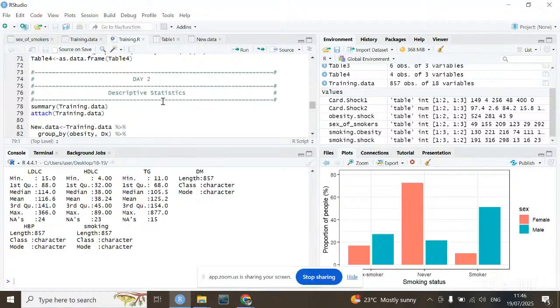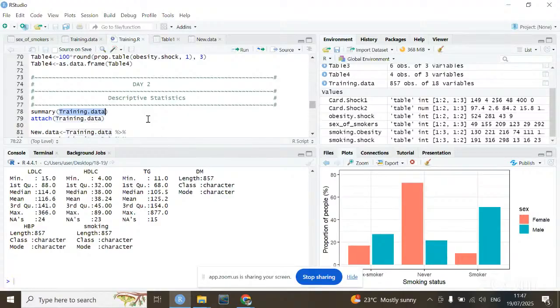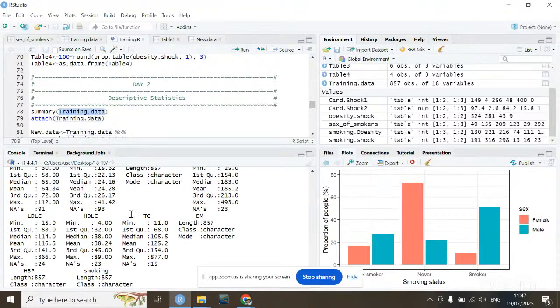For day 2, we are still going to use that. We want to do some descriptive statistics: the mean, the standard deviation, the variance. We are using the same data we used yesterday. So if we use the function summary and put the name of our data, it will give us the descriptive statistics for the entire data.